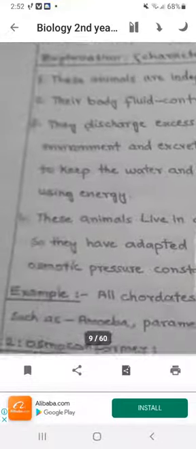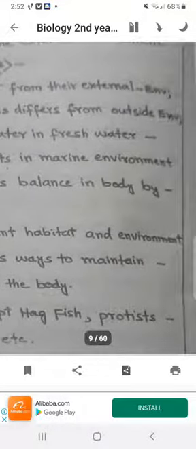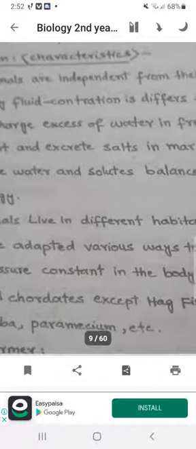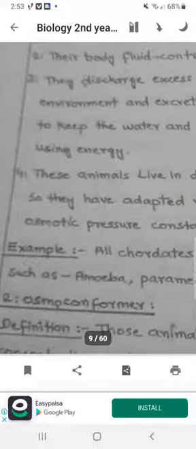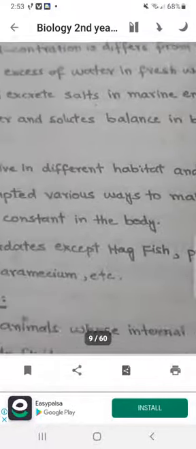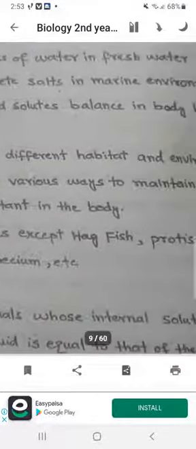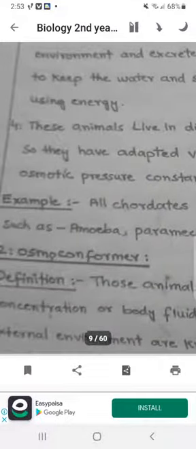Explanation. Characteristics. Number 1, these animals are independent from their external environment. Number 2, their body fluid concentration differs from the outside environment. Number 3, they discharge excess water in a freshwater environment and excrete salt in a marine environment to keep the water and solute balance in the body by using energy.